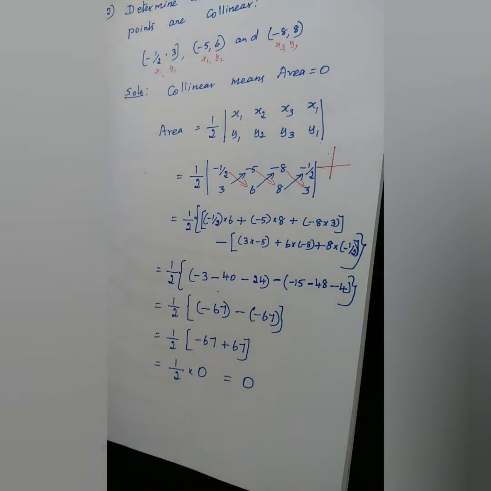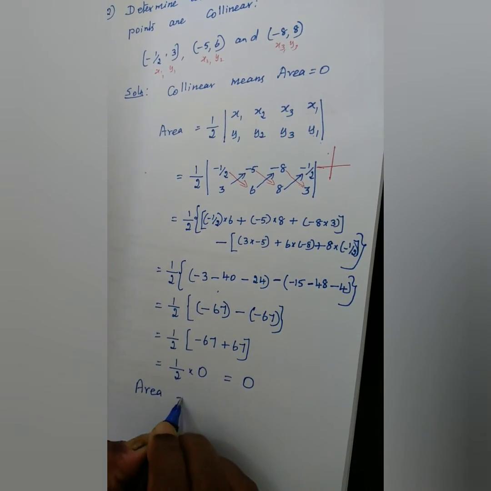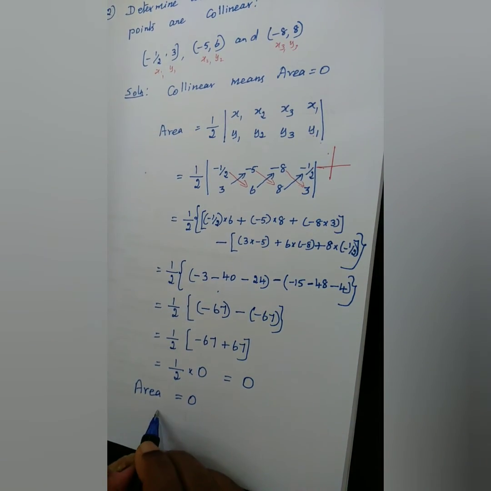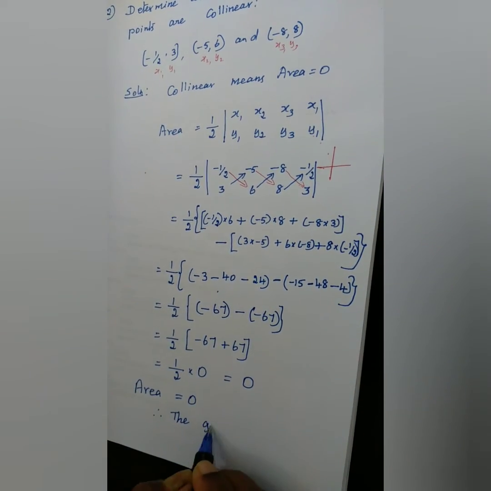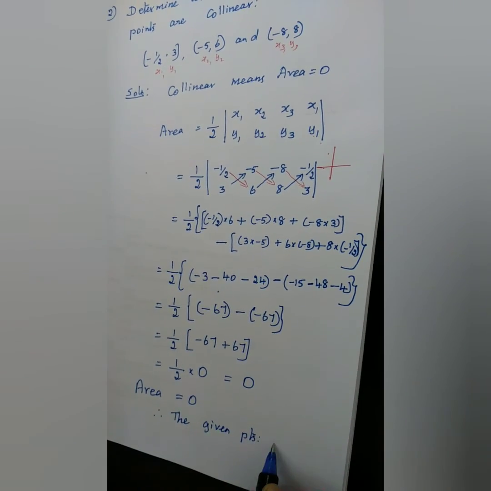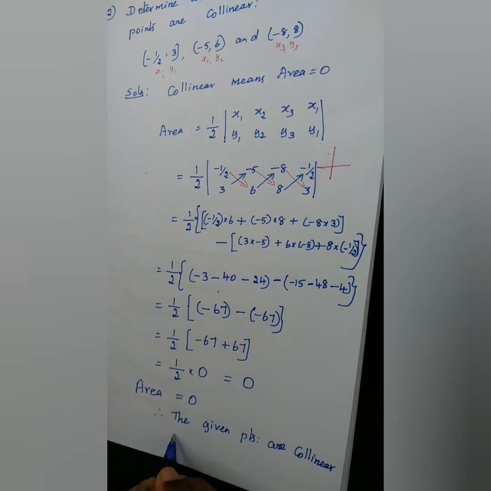So what do you understand from this? Area is equal to 0. At last we got area equal to 0. Therefore, we can say that the given points are collinear. Area equal to 0 means the given points are collinear.